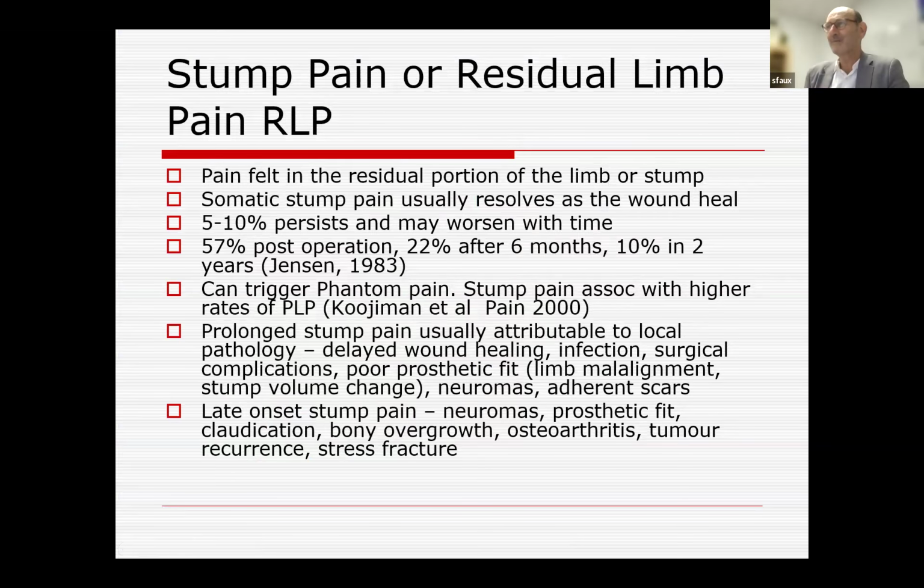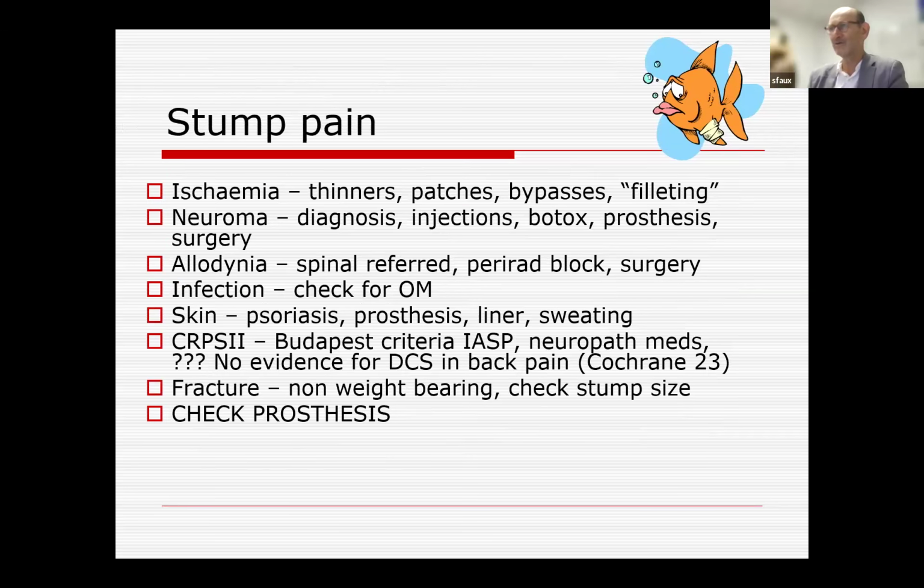If we think about stump pain, which is sometimes called residual limb pain, pain is felt in the residual portion of the limb or stump. It's a somatic pain and it usually resolves. About 5 to 10% persist, and it can trigger phantom limb pain. And I have shown you this slide before to just talk about that. There are other causes of stump pain.